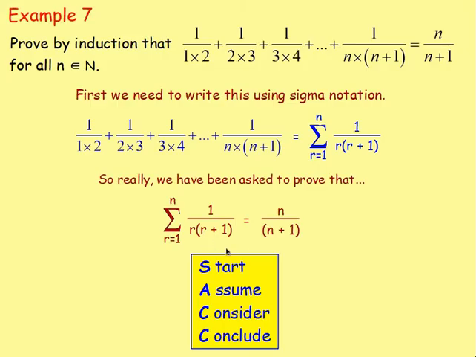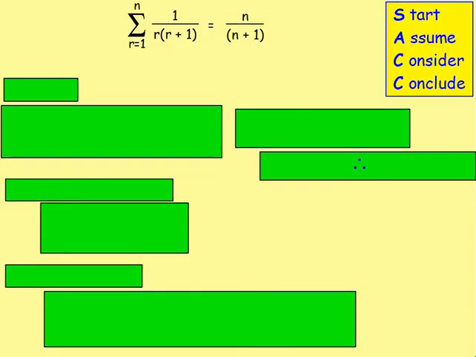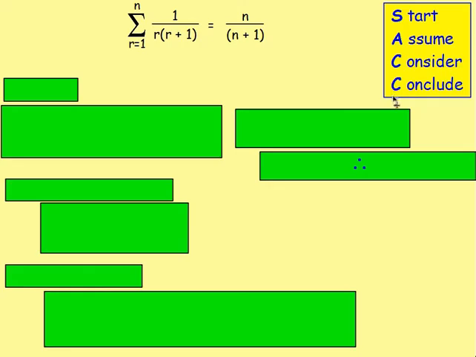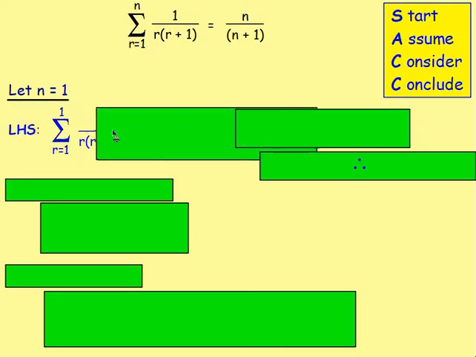Once it's written in that form, it is very similar to one of the examples that we did in the last lesson. So to work our way through this, again, think about the word SACC. S is for start. So you want to start off by considering a small value, a starting value. So let's say n equals 1. Take the left-hand side, so the sum of 1 over r bracket r plus 1, going from r equals 1 all the way up to 1. Remember, you're replacing n with 1.